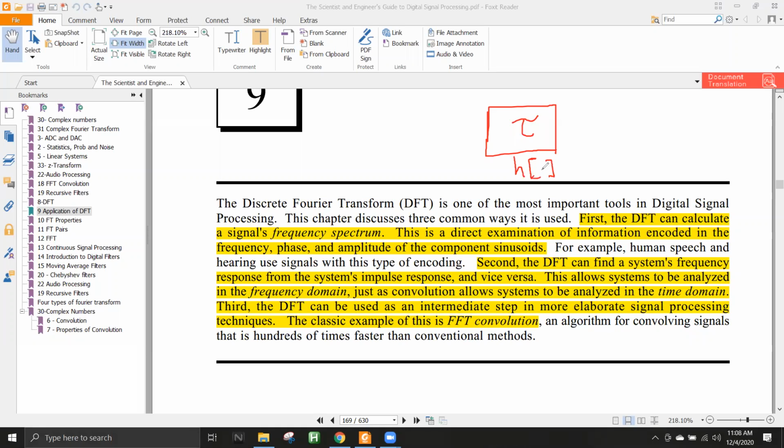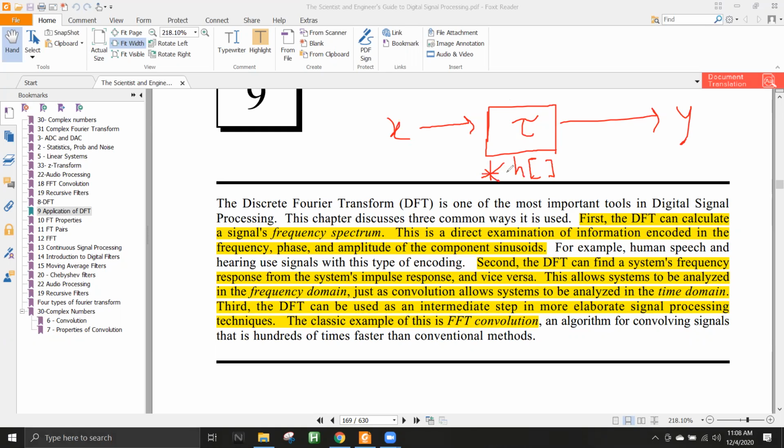Every system has its own impulse response. Whenever you give something to the system, it gives something out. So a system takes a signal, it produces another signal. How does it do it? It has its own impulse response. It performs convolution with it.